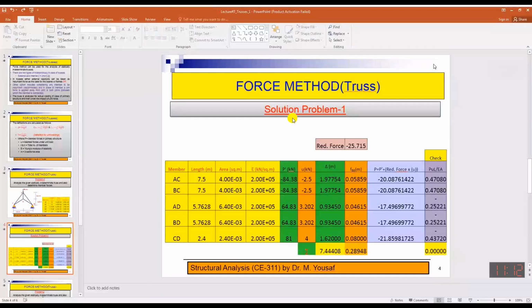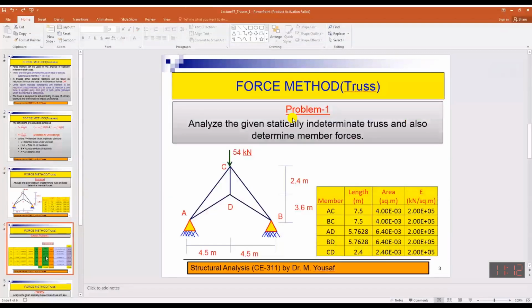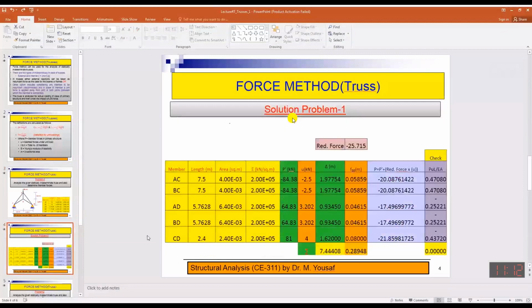Now, the next step is to find delta. This is the deflection due to the applied actual force in the primary structure. Everybody should find it out. Delta can be found using this expression for every element, please find it. Here there is only one member, so no sigma; sigma will play its role at the end. Find it out. I will also be sharing the numerical with you.